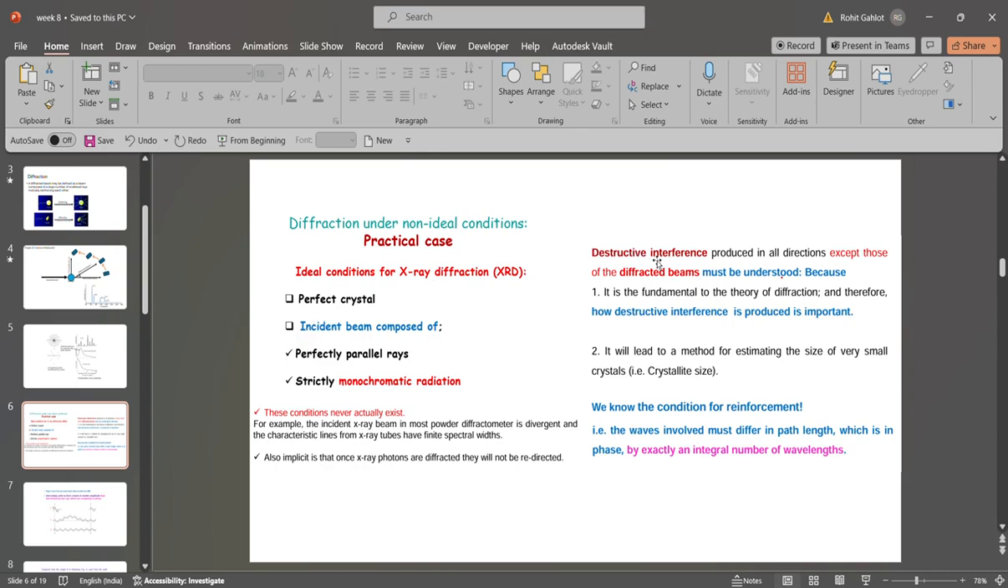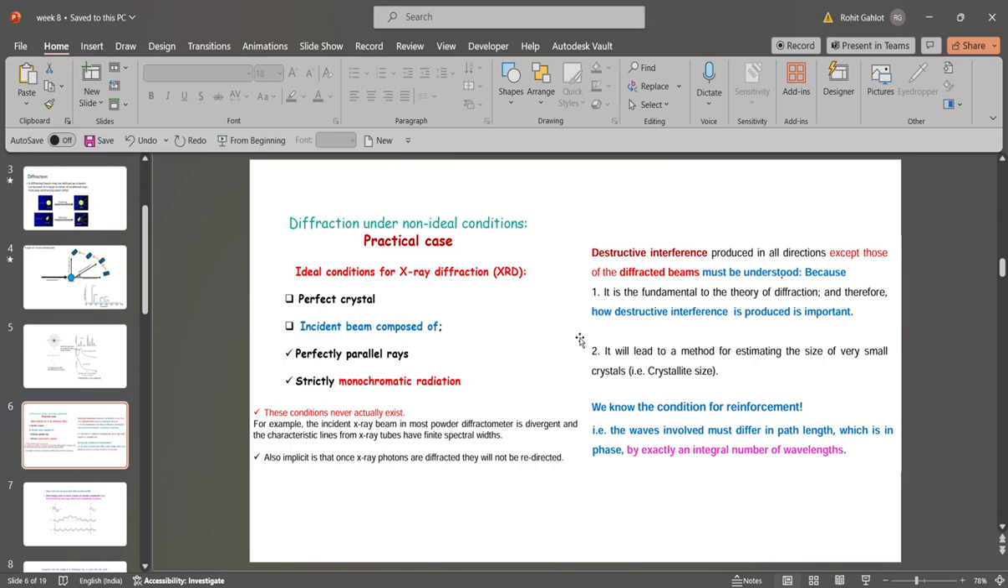And then, how destructive interference is produced in all directions except those of the diffracted beams must be understood, because it is fundamental to the theory of diffraction, and therefore how destructive interference is produced is important, as it will lead to the method for estimating the size of very small crystals.